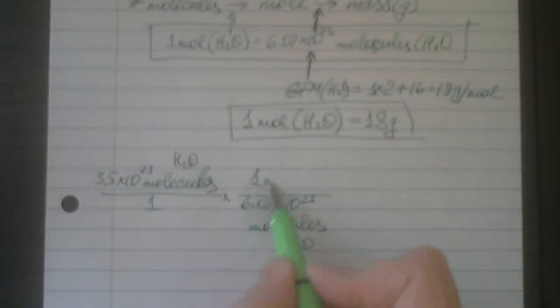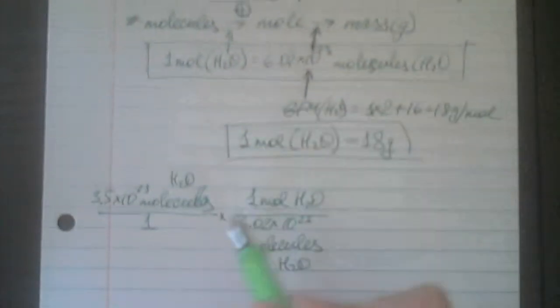Okay, so the number of molecules of water goes to the denominator, because I want molecules of water to be cancelled out as a result of my calculation, while 1 mole of water becomes my numerator. I'm using this conversion over here. This is what creates the first step. My first step right here.